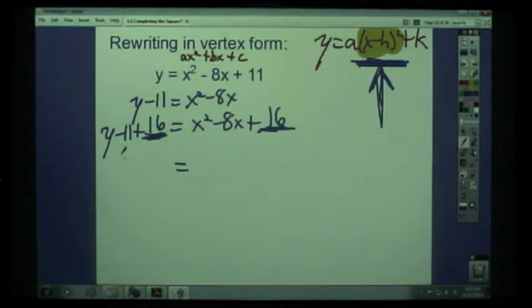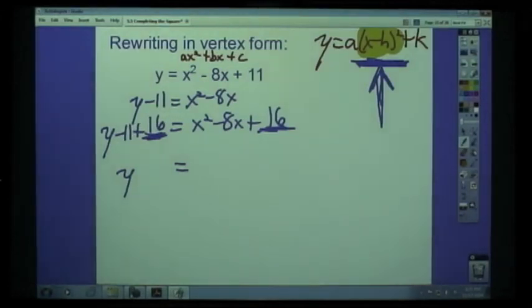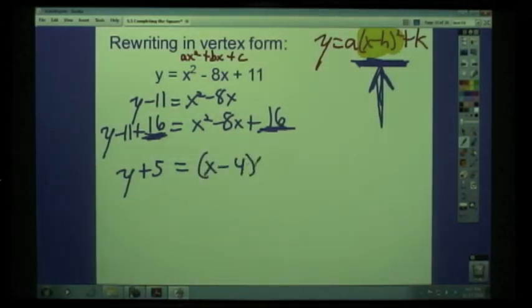On the left-hand side, that gives me y minus 11 and plus 16. That ends up being positive 5. Those are like terms. On the right-hand side of the equation, this was the whole reason for me doing this, is it's a perfect square now.